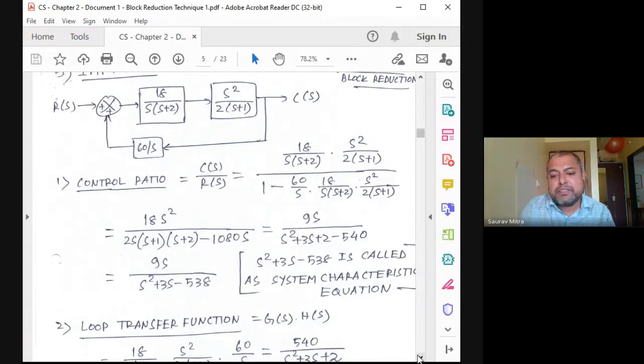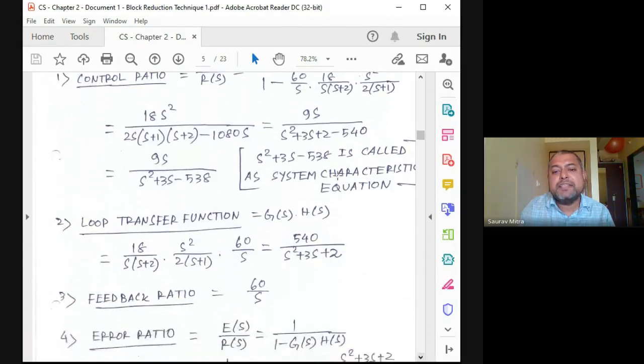So s square plus 3s minus 538 is called the system characteristic equation. There is something wrong here. What you had to write was s square plus 3s minus 538 is equal to 0. That is the system characteristic equation, and s square plus 3s minus 538 is the system characteristic polynomial. Then b square minus 4ac: if you find the roots of this equation, as c is very big, definitely the system will have imaginary roots. Then we can find the roots of the system, and imaginary roots means a plus jb.